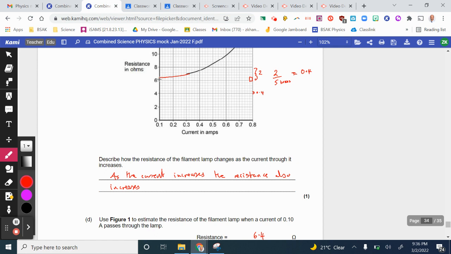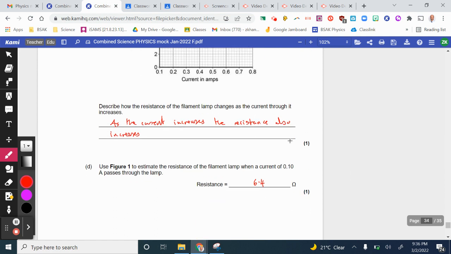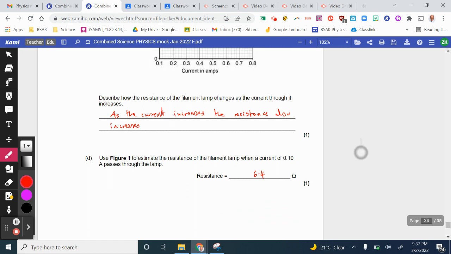However, I need to know what this one small square is worth. So there's 5 small squares all the way up to 8, and the difference from 8 to 6 is 2. We divide 2 by 5 small squares and we get 0.4, and each small square is worth 0.4. So that's 6 and a bit of extra, which is 0.4, which is 6.4 ohms.